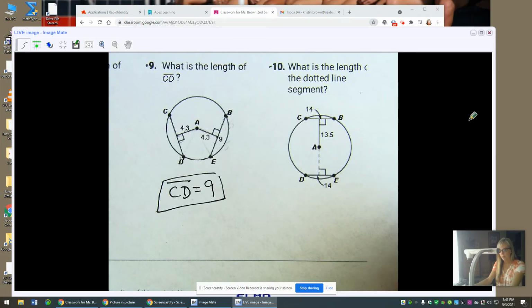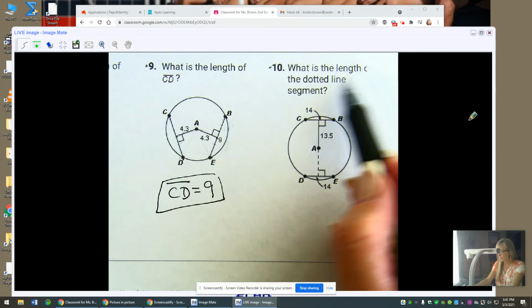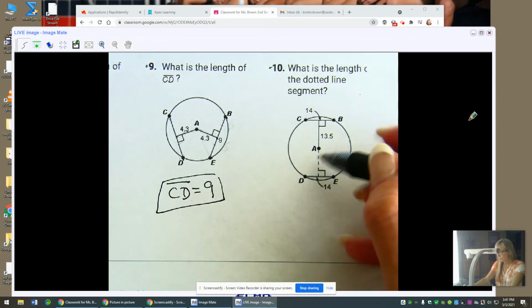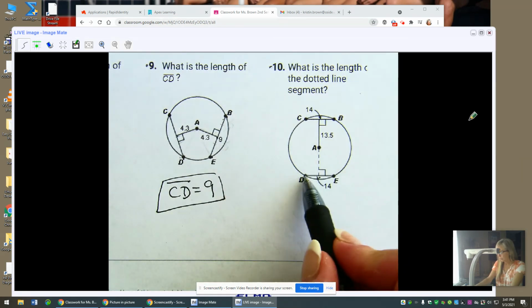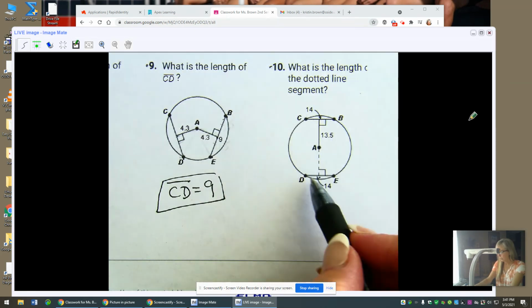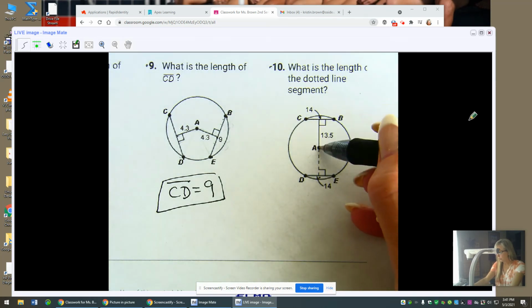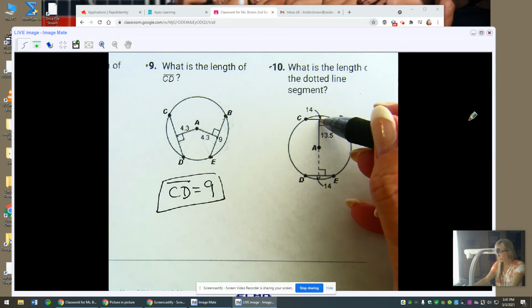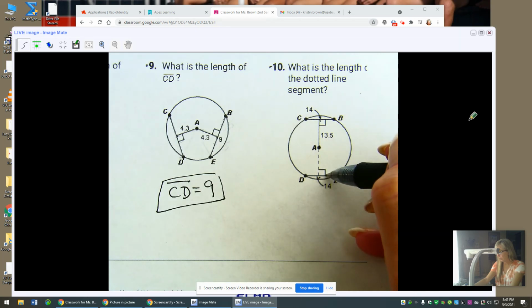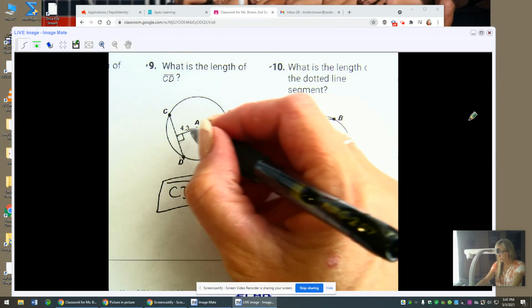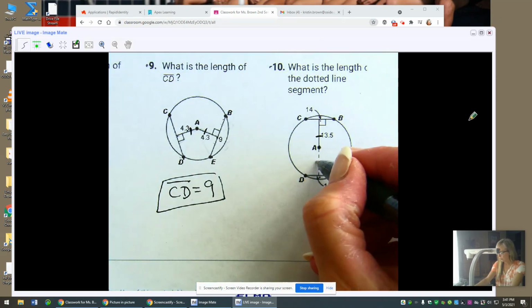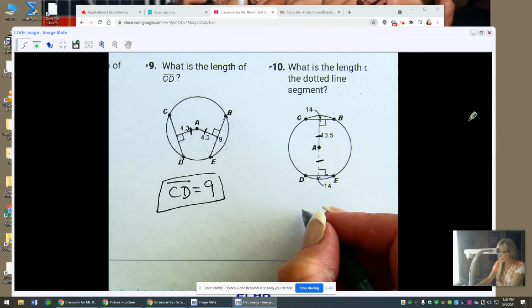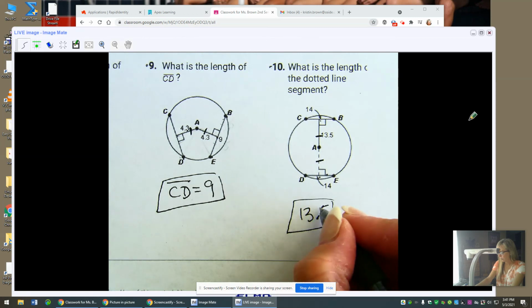And this next problem is pretty similar. What is the length of the dotted line? It got cut off, of course. So this dashed line, it's pretty much the same thing, but in reverse. These chords are both 14. They're equal. And they are also perpendicular to this segment from the center to the chord, perpendicular here, perpendicular there. Just like these two were congruent, these two are also congruent. So that line segment of the dashed line is also 13.5 units. Sloppy.